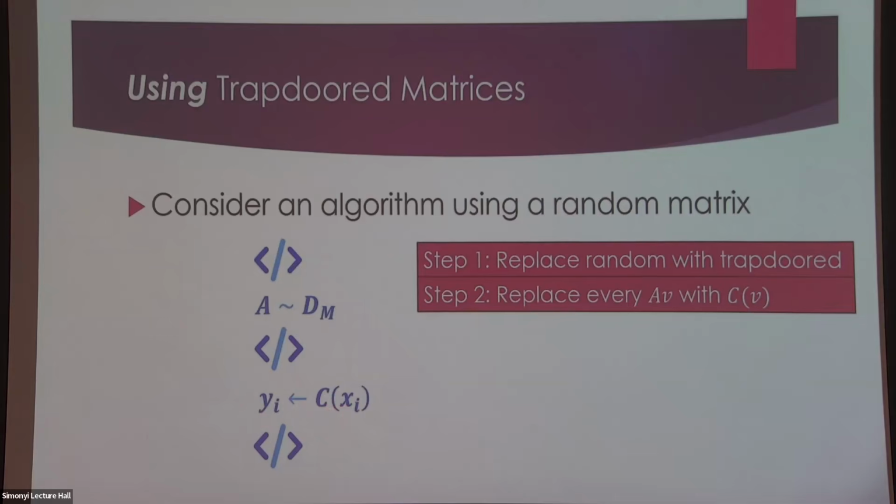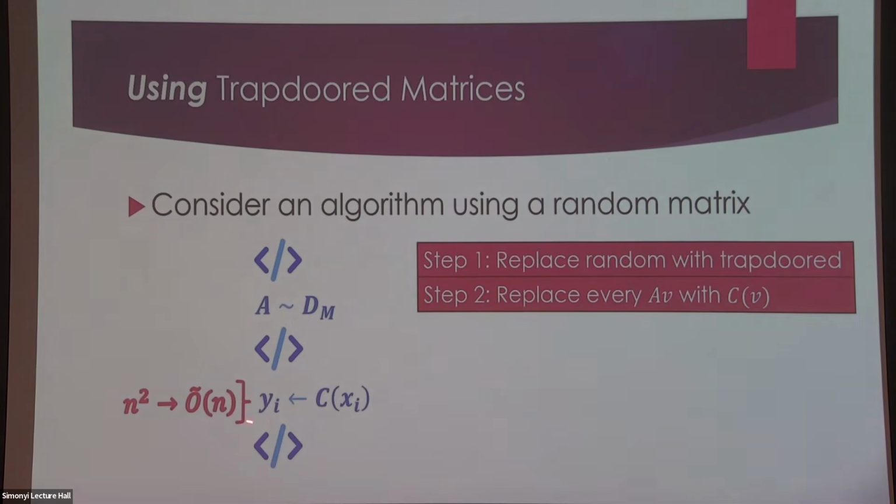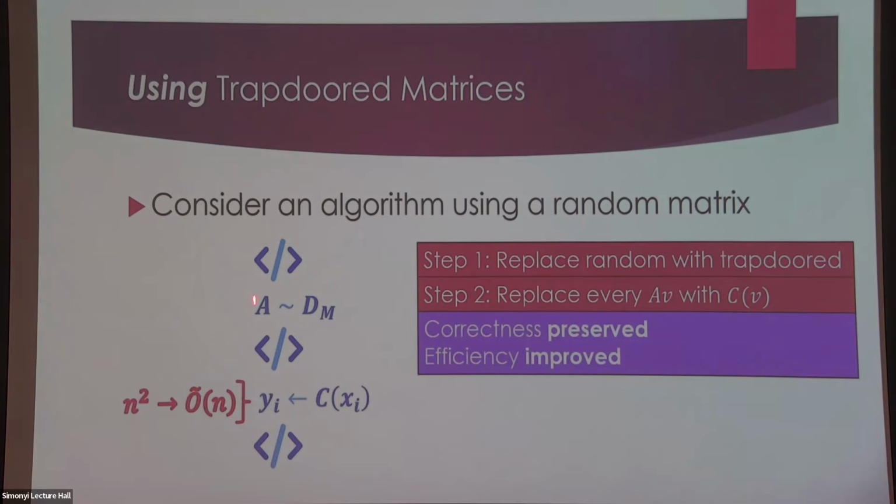Just replace the matrix multiplication with something that computes exactly the same function. So this also didn't change the correctness at all, or what is computed at all as a function, but now the running time is lower. Every time that the matrix multiplication previously took me quadratic time, now it takes me only linear or near linear time. So I have something that completely preserved correctness, but the efficiency is improved now because of what happened to these lines.